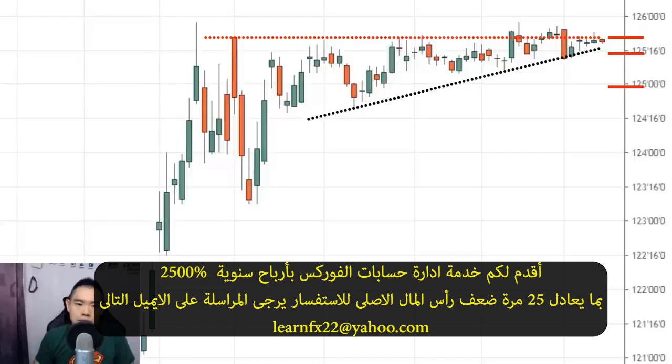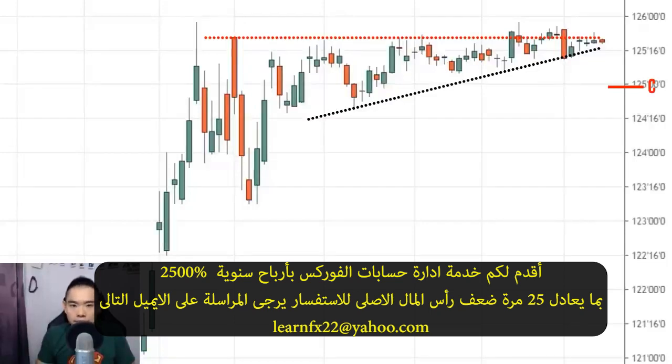So let's call this A, this B, and this C. What's your answer? 5 seconds. 1, 2, 3, 4, 5. The answer is C. If the price reaches point C, clearly this ascending triangle pattern is invalidated.